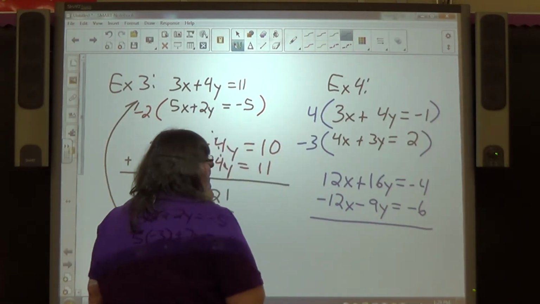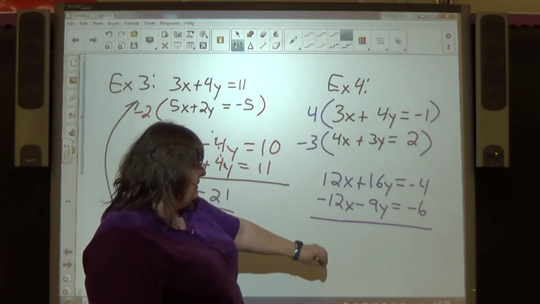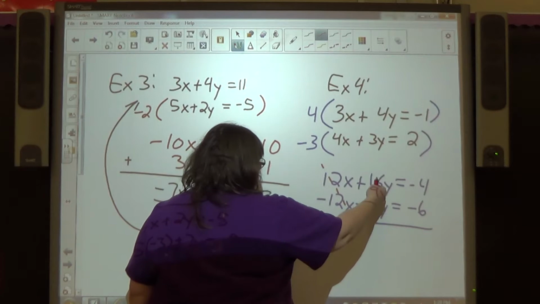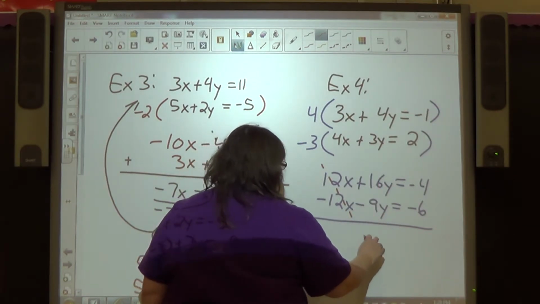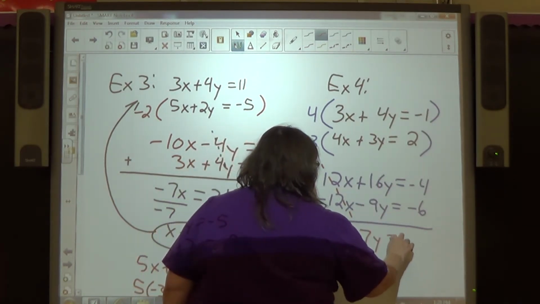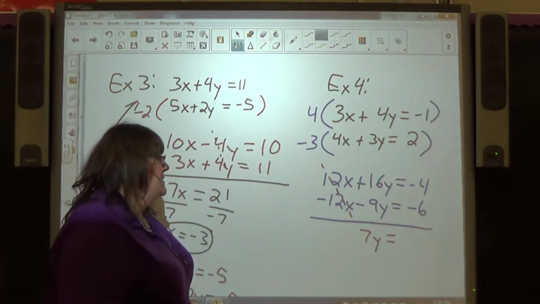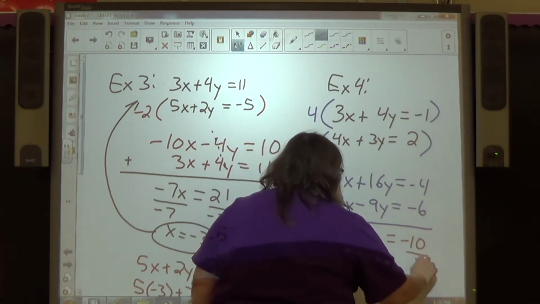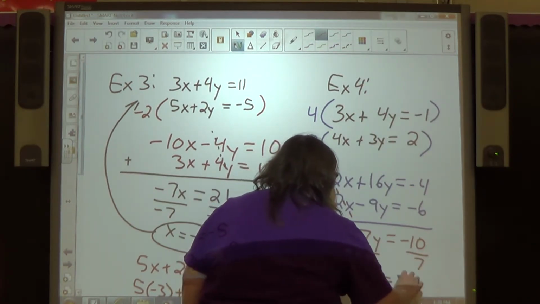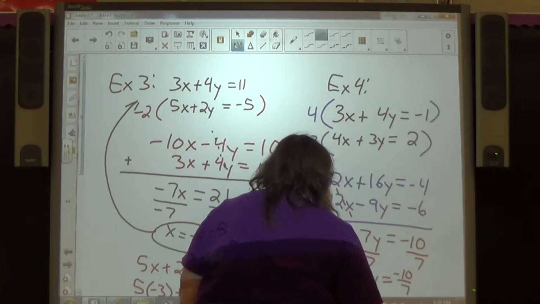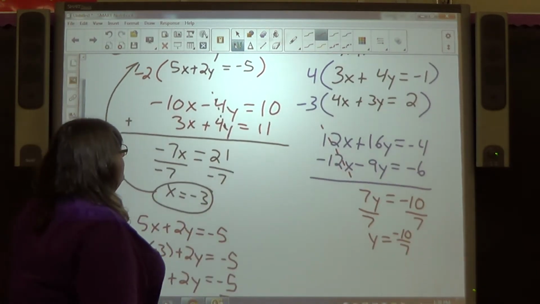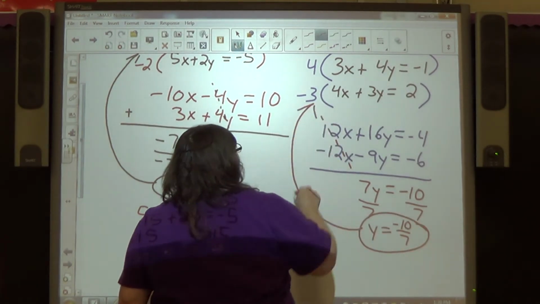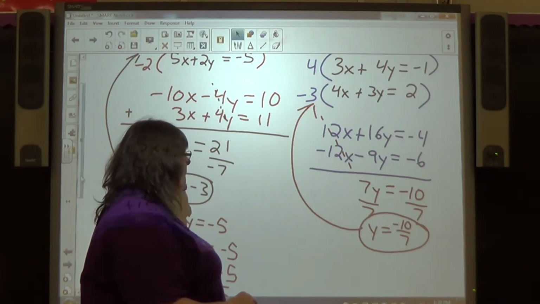Combine them, because now I have positive and negative, they eliminate. Okay, positive 16 minus 9 is a 7y. And negative 4 plus negative 6, that is a negative 10. Divide by 7. y is equal to negative 10 over 7. Okay, there's my y. Now, I need to find x. So I have to plug it back into one of the original equations.